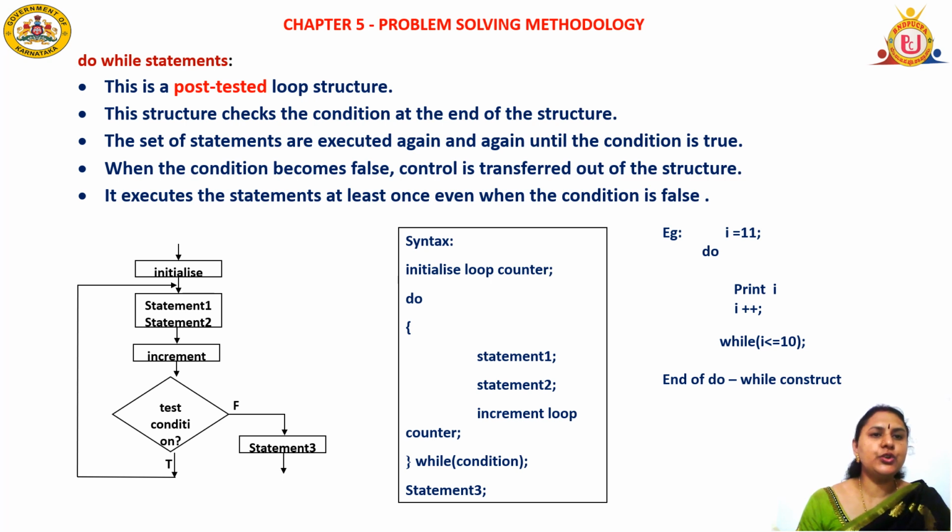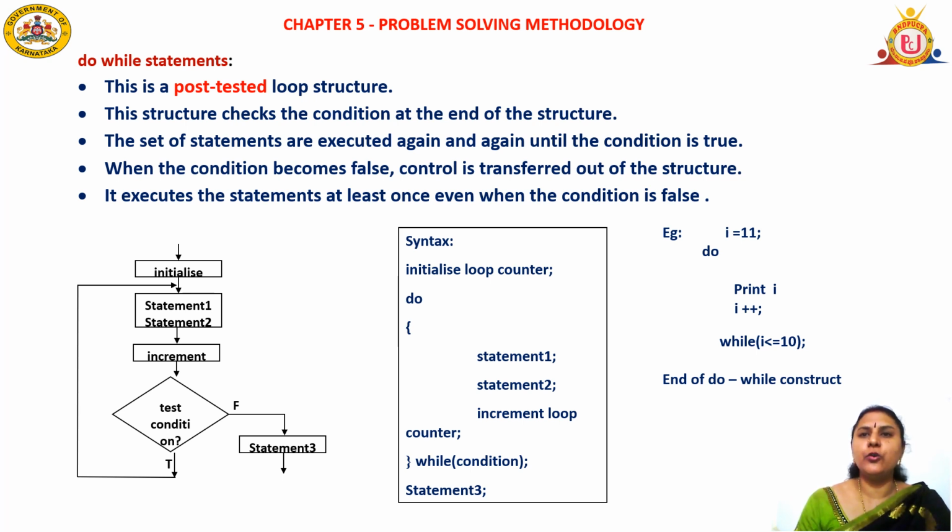So condition is true means it is going to repeat the statements. If it is false, it will come out of the loop and execute statement 3. Come to the general syntax. First, initialize the loop counter. Next, do. Open flower bracket, statement 1 and statement 2. Increment the loop counter. It will execute the statements. Next, increment will happen. Next, it will check the condition. So, if the condition is false means it will come to statement 3.